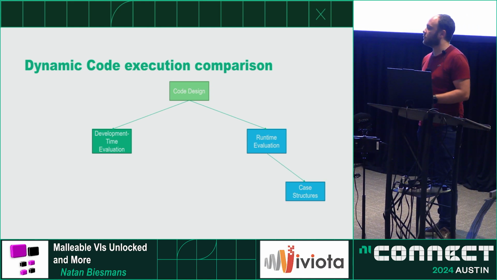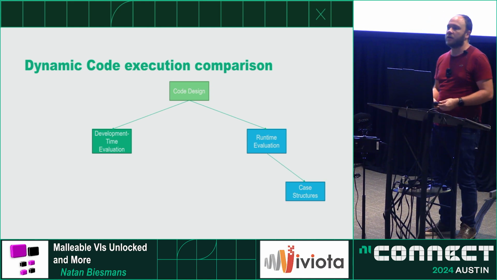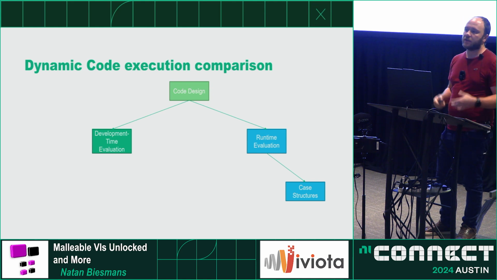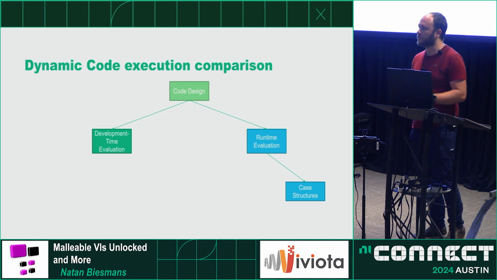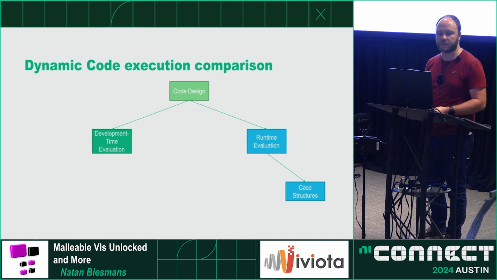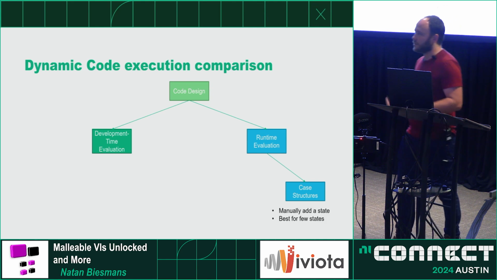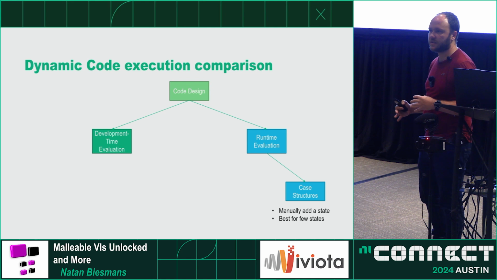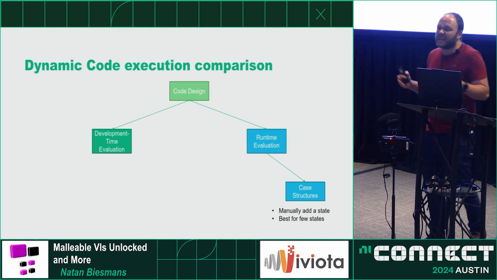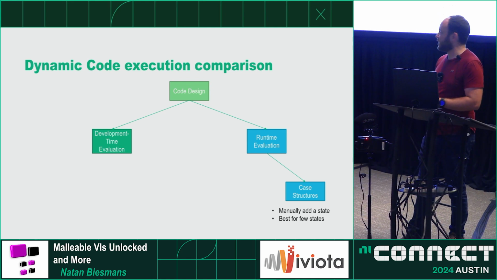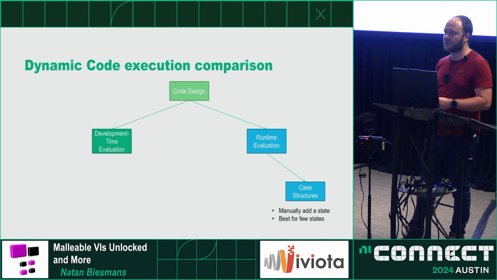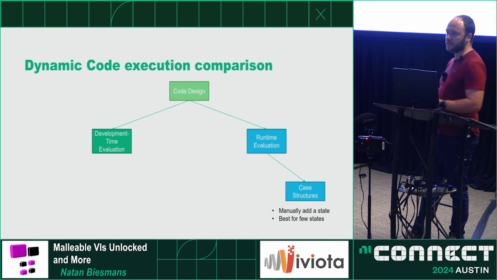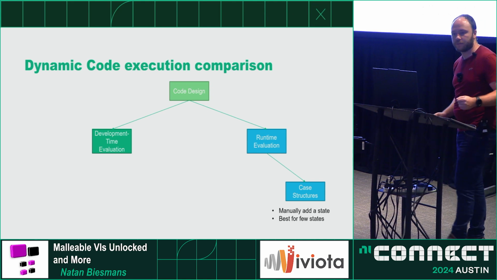So under runtime, you can see, for example, case structures. We all know case structures. We add a couple of frames, and depending on the conditions, it will go to a specific frame. Now, the downside here is we have to manually add a state for each case. So it's best not to add too many. If you want to add 100 cases in a case structure, it's generally not recommended, even if it's just for maintainability.